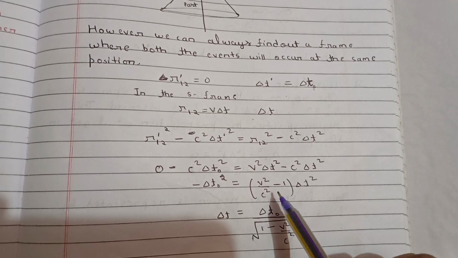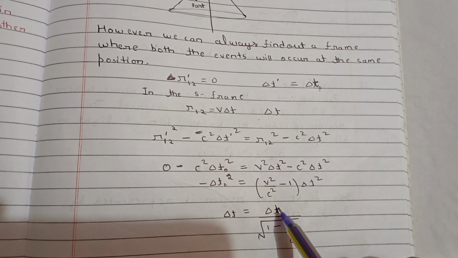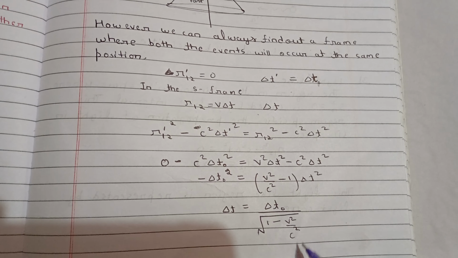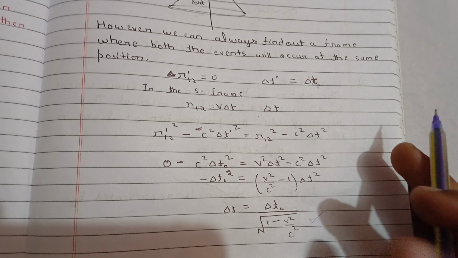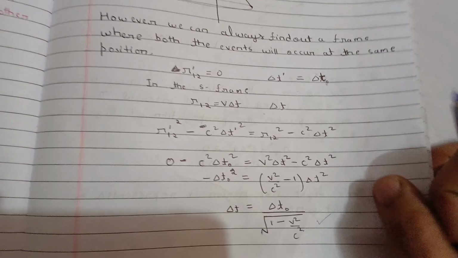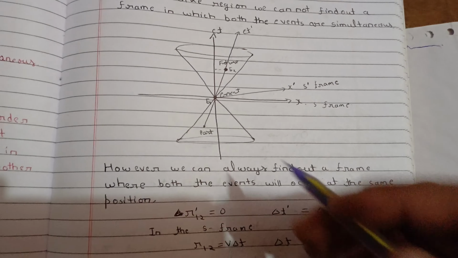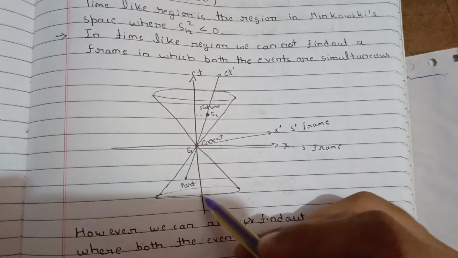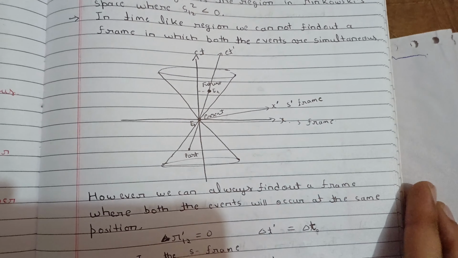Now on solving this, we find out delta t equals delta t prime by root of 1 minus v squared by c squared. This is nothing but the time dilation formula. So we see that this time dilation occurs in this time-like region only.